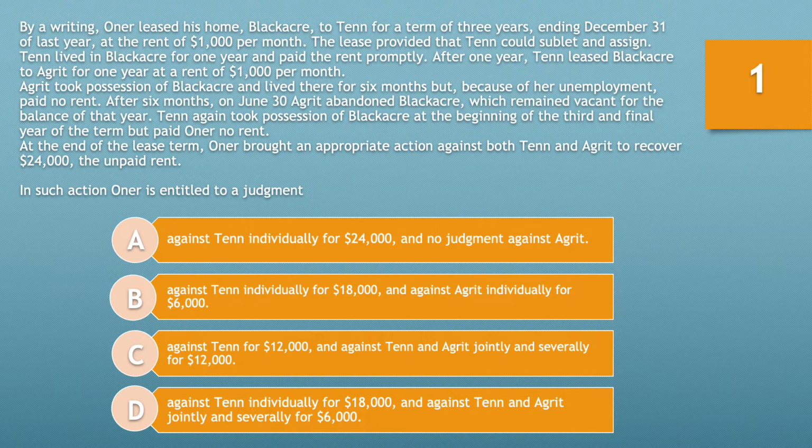In such action, owner is entitled to a judgment A, against 10 individually for $24,000 and no judgment against Agrit. B, against 10 individually for $18,000 and against Agrit individually for $6,000. C, against 10 for $12,000 and against 10 and Agrit jointly and severally for $12,000. D, against 10 individually for $18,000 and against 10 and Agrit jointly and severally for $6,000. Choose what you believe to be the best answer. You have 10 seconds.